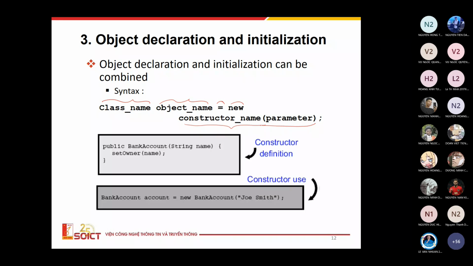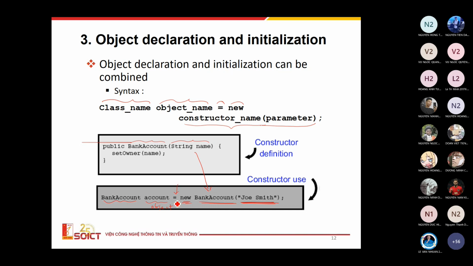Okay. So, for example, you have the bank account here. You will create the bank account constructor with one input parameter, and then later you can create an object named account of the class BankAccount, and you assign it to a new object which is created by this constructor. Okay, and in this constructor you create an object BankAccount and you pass the string John Smith to this object. Chưa? Nhá.